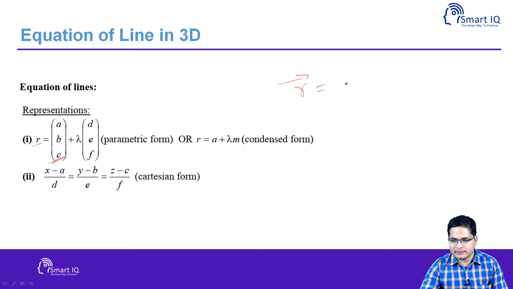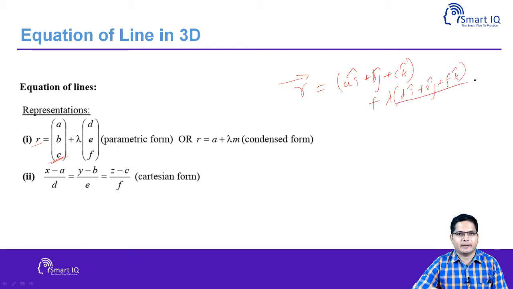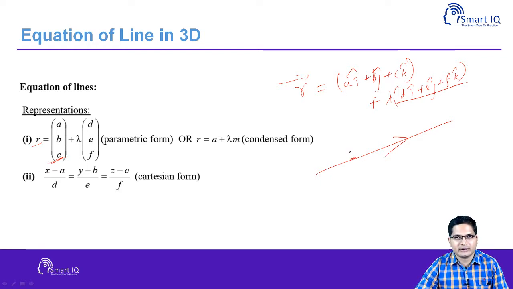So normally we write it like this: a i cap plus b j cap plus c k cap. This is a point on the line, plus lambda, some constant, times another vector d i cap plus e j cap plus f k cap. This is called the direction of the line. So every line in 3D will have a direction, and we have some reference point. There are actually infinite points on the line. We will take one point as a reference point. That point is (a, b, c). It's a position vector.